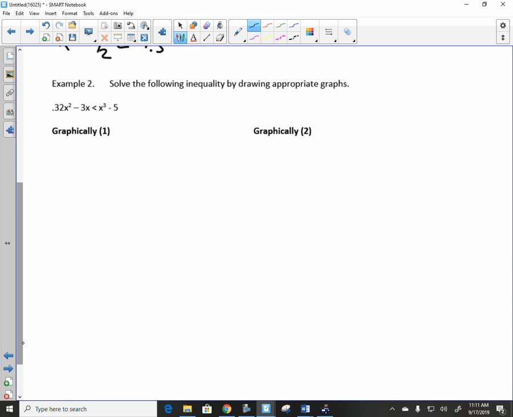Solve this inequality by drawing appropriate graphs and using our calculator. The first way is to look at intersection, but I am not going to show you that. It seems that people just get confused when I do that. Then I have another option, and that is to use the 0 option. So I'm going to subtract everything over to one side. So I have 0.32 x squared minus 3x minus x cubed plus 5 is less than 0.